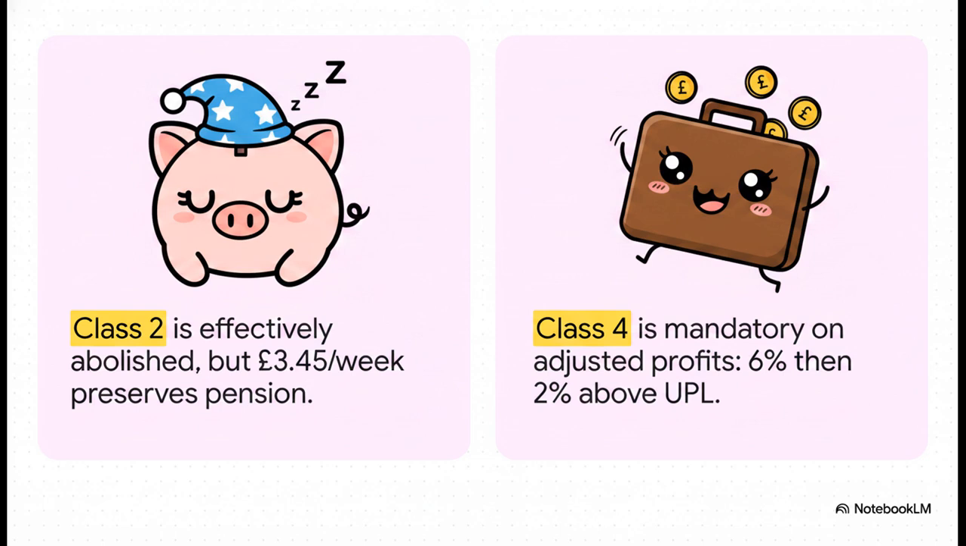Meanwhile, Class 4 is where the real tax happens. It's a mandatory hit on adjusted profits, 6% in that main band, and then dropping down to 2% once you cross the upper limit of £50,270.